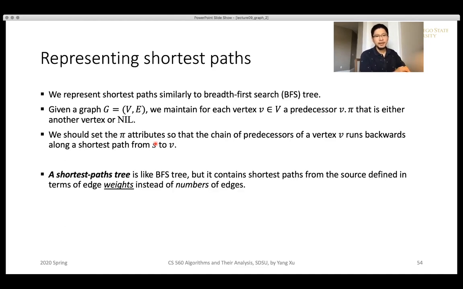And the result is similar to a BFS tree. We call it a shortest path tree. A slight difference is that now in the shortest path tree, the value of each node is not the number of edges, but the total weight of edges along the way. So that is how we represent a shortest path in a graph.